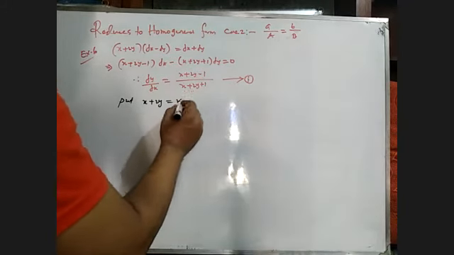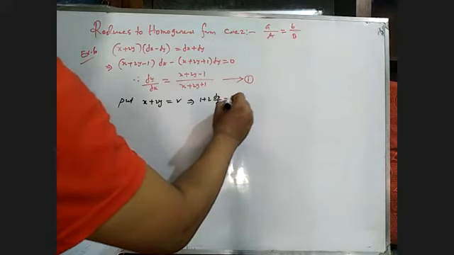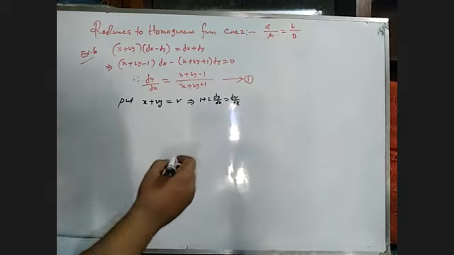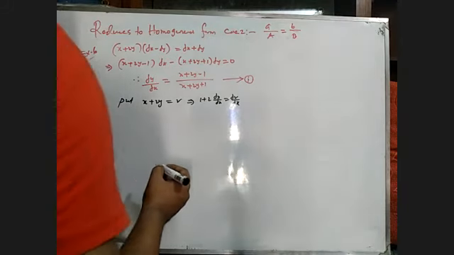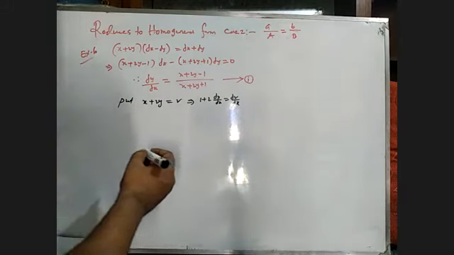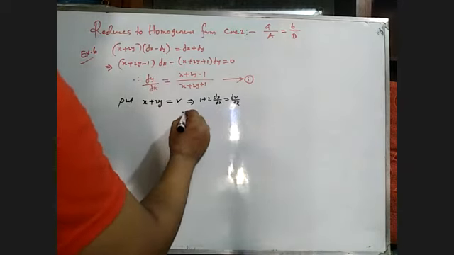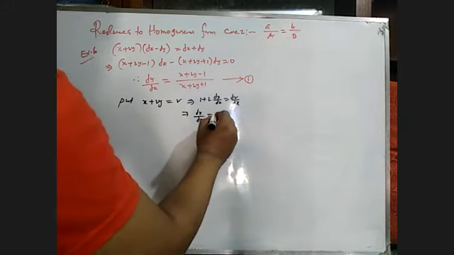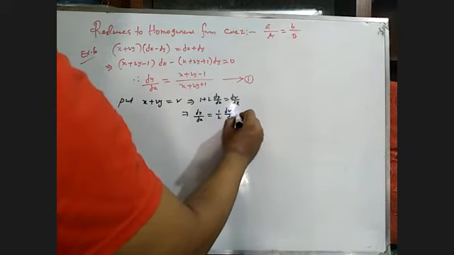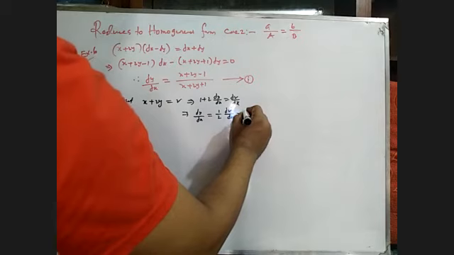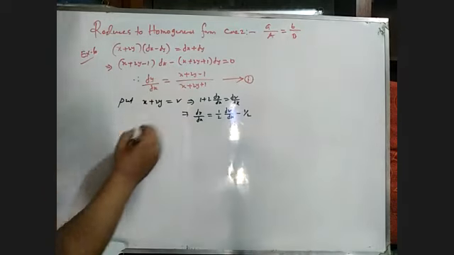So from this we can write 1 plus 2 dy/dx equals db/dx. So dy/dx can be written as dy/dx equals half db/dx minus 1 by 2.